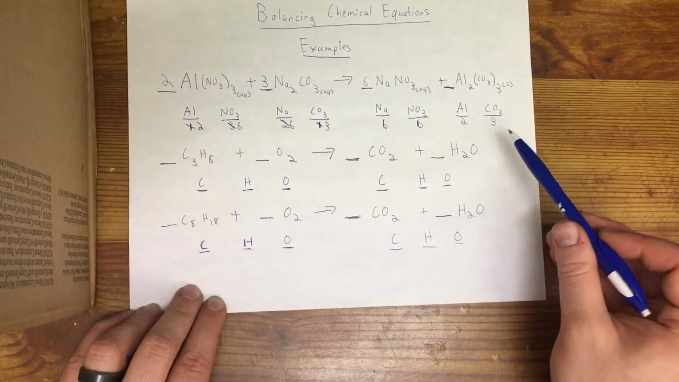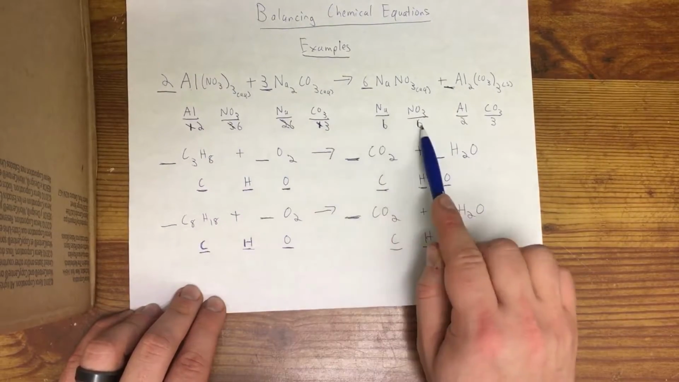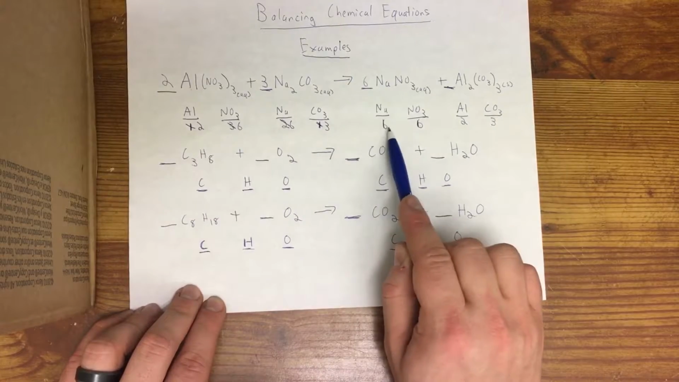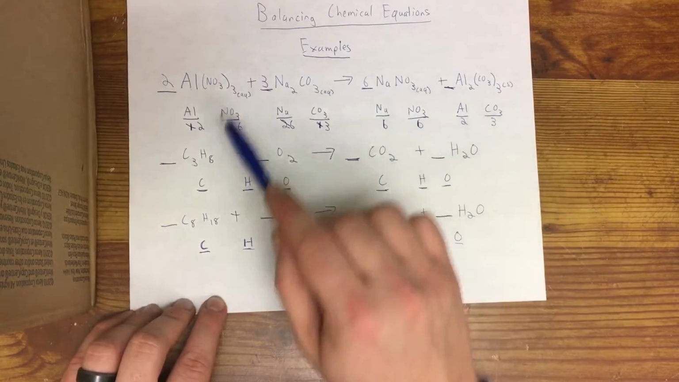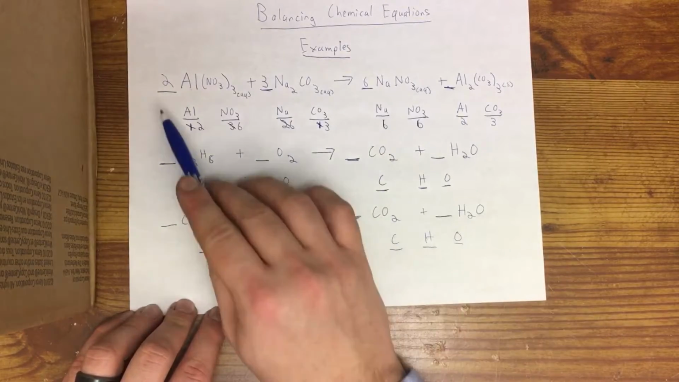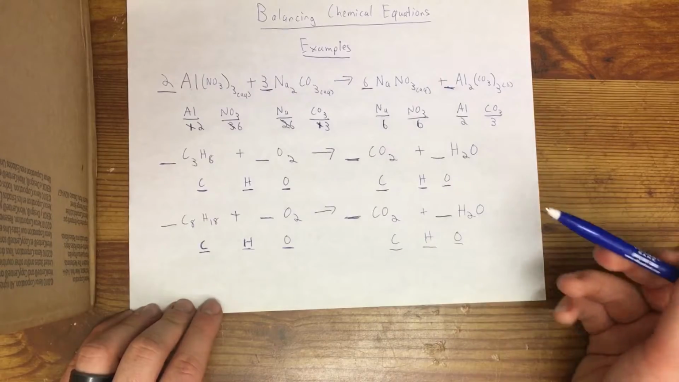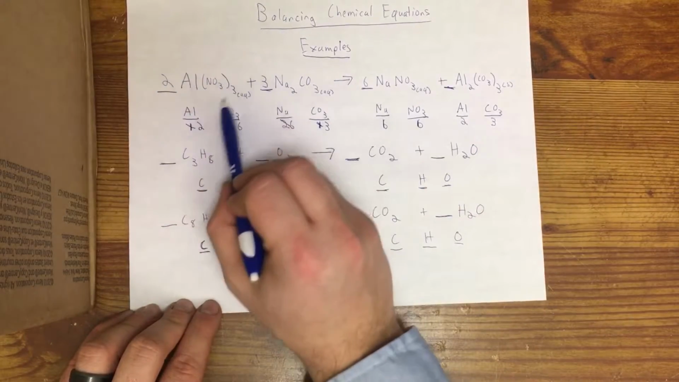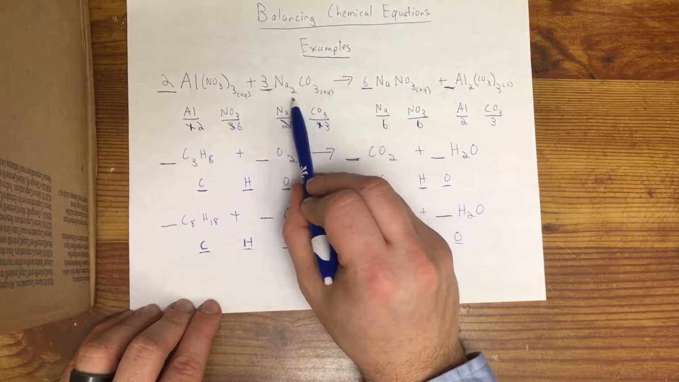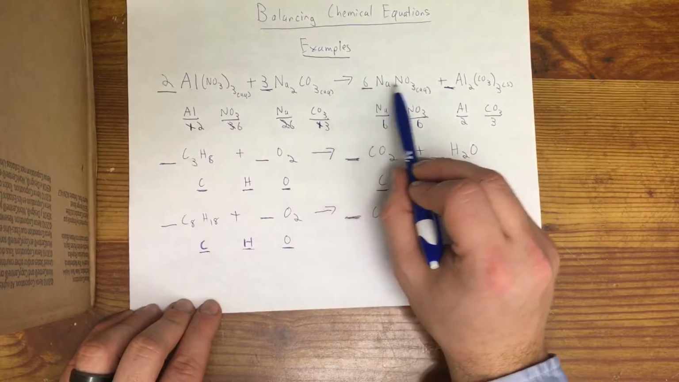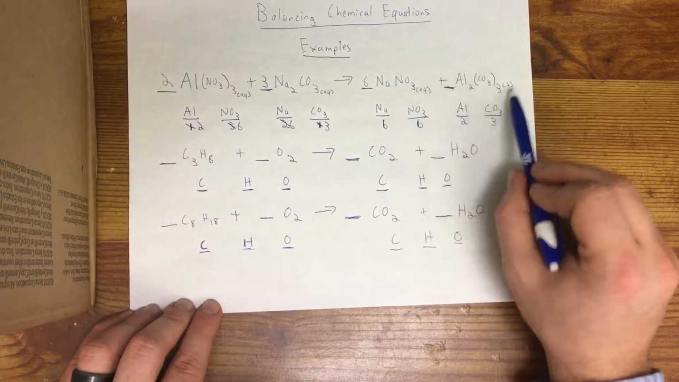And then if we look at our equation, we now have 2 aluminum, 6 nitrate, 6 nitrate, 6 sodium, 6 sodium, 3 carbonate, 3 carbonate. And this is now balanced. So our coefficients are 2, 3, 6, and 1. And we would read this equation as 2 aluminum nitrates react with 3 sodium carbonate molecules to produce 6 sodium nitrate molecules and 1 aluminum carbonate molecule.